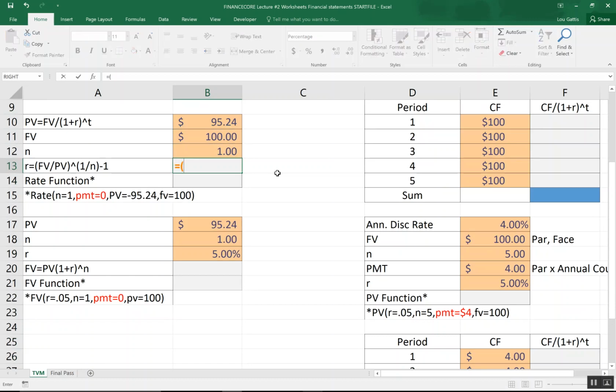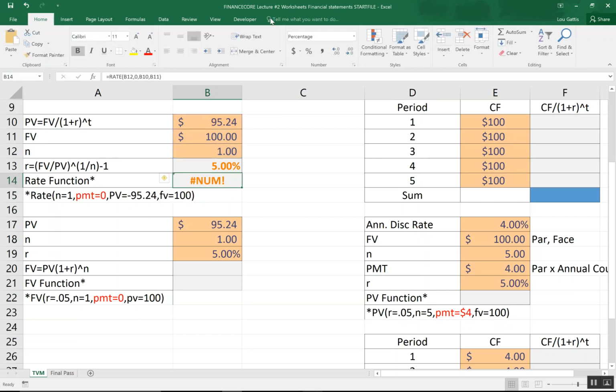Well, I could just take my future value divided by my present value, raise it to the 1 over n power, and subtract 1. That's my 5% rate of return. Or I can use Excel's rate function, in which I put the number of periods, comma, payment, remember that's 0, comma, present value, 95, future value, 100.